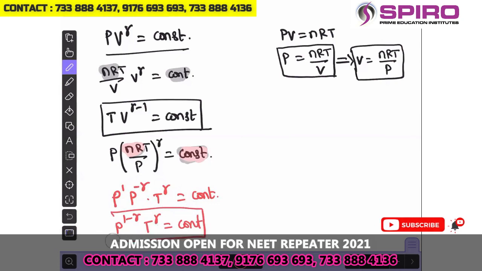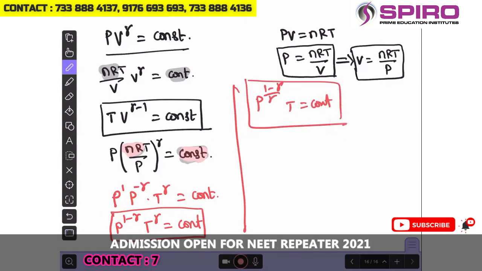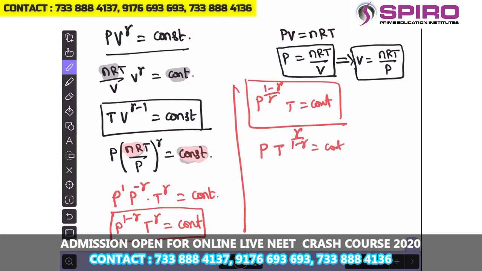Okay, this is another form, and this form can conveniently be written in other forms as P power (1 minus gamma) by gamma into T is constant. This is also the same form, and also as a power of temperature it can be written as P into T power gamma by (1 minus gamma) is also constant. So these are all the various forms of adiabatic equations.